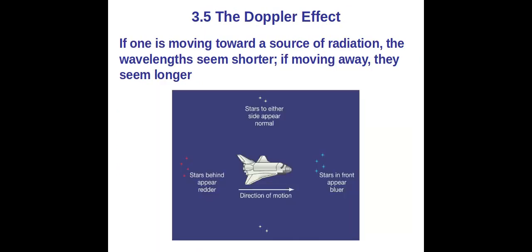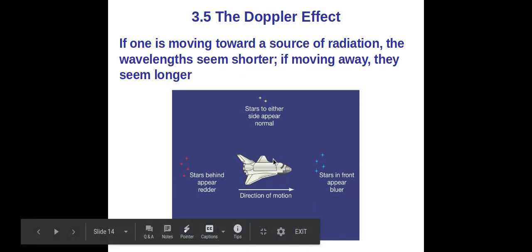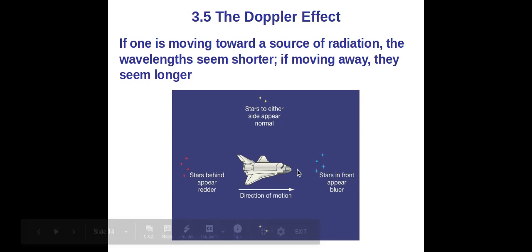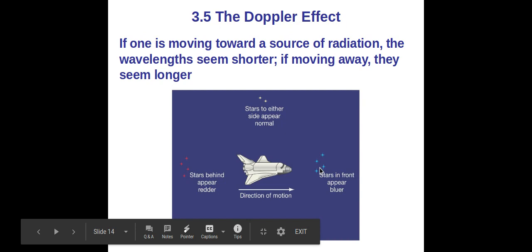The Doppler effect is important. Basically, if you're moving towards a source of radiation, the wavelengths get shorter. If you're moving away, they seem longer. So with light, what happens is that if you're moving towards a source of waves, the light will appear to be bluer. Whereas if you move away from a source of light, then they will appear redder.